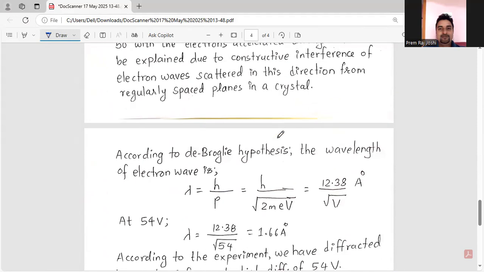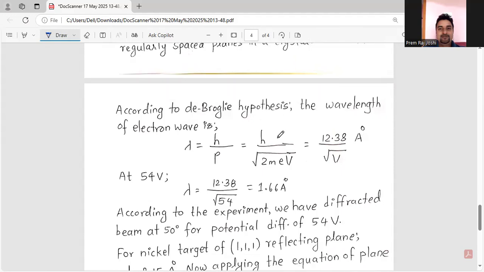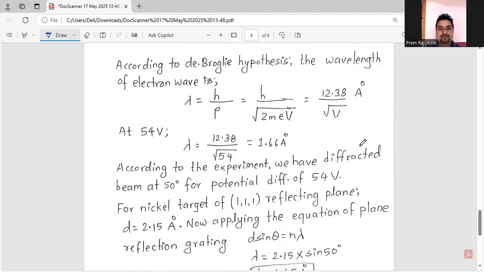Now we can use the de Broglie hypothesis. From the de Broglie hypothesis, lambda equals h upon p, so h divided by the square root of 2meV. If we put in the mass 9.1 times 10 to the power minus 31, the charge of the electron 1.6 times 10 to the power minus 19, and Planck's constant 6.62 times 10 to the power minus 34, on calculation we get 12.38 upon root V in angstrom. Since we have seen the pronounced bump, the high interference, at a potential of 54 volt, lambda will be 1.66 angstrom.